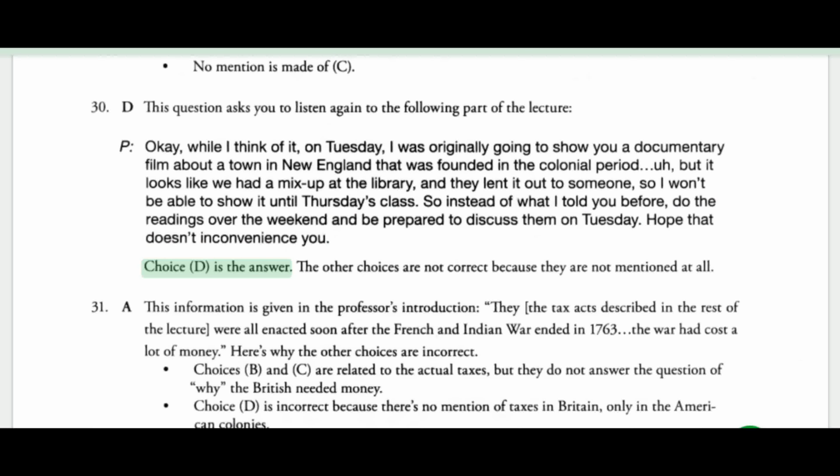Choice D is the answer. The other choices are not correct because they are not mentioned at all.